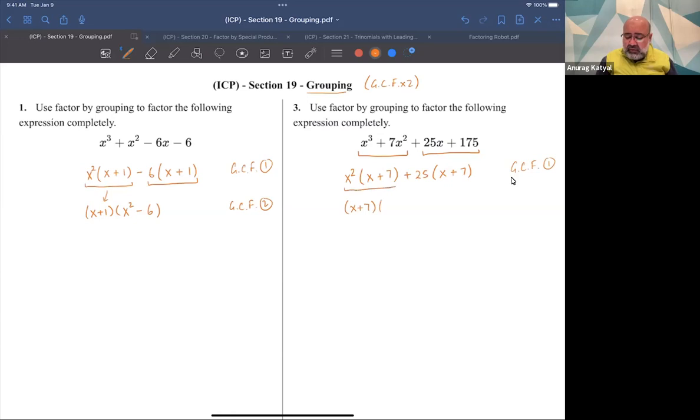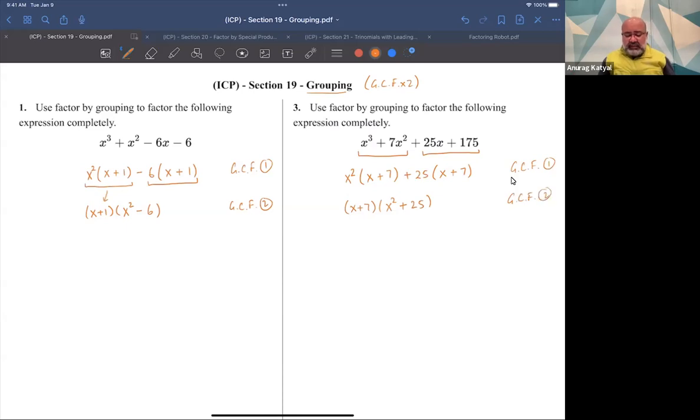And now what's left over if we divide x squared times x plus 7 by the GCF x plus 7? Well, we're left with x squared. So x squared goes there. Next, we divide 25 times x plus 7 by x plus 7. That gives me 25. So plus 25 goes there. And that's the end of the problem, so close parentheses. This is my second stage, GCF number 2.